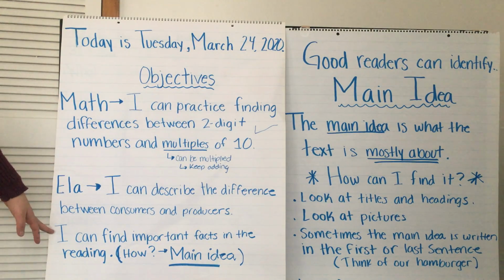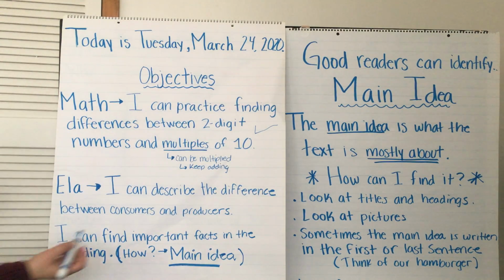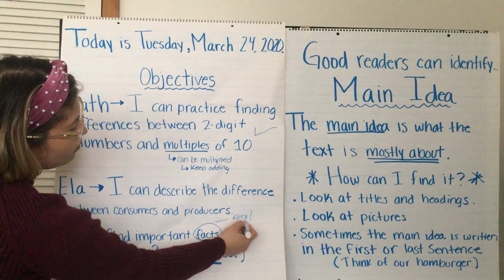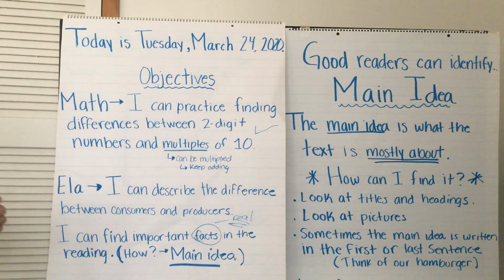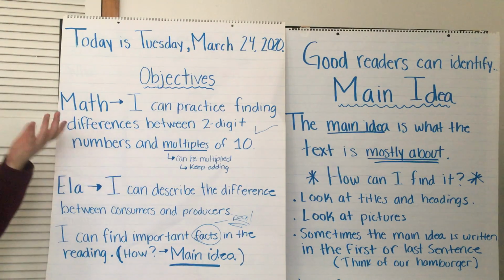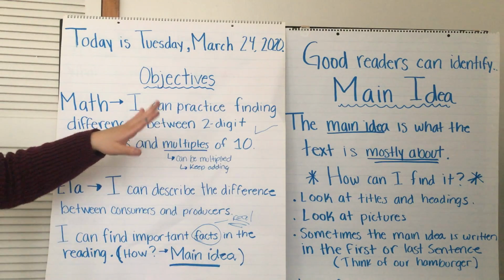So our second objective is I can find important facts, and remember that word facts, we've talked about it before, they're real, right? I can find important facts in the reading. How are we going to be able to do that? So we're going to be using a lot of the main idea things that we discussed yesterday.